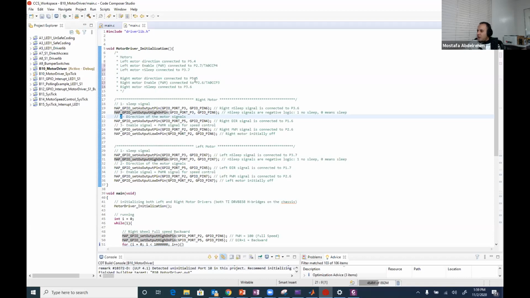Now the 2.6 or 5.5 for the direction, 5.4, this is 5.4, and this is 5.5. So the right motor direction is through pin 5.4. So we're gonna set it as output pin.